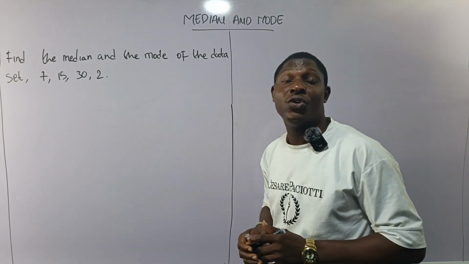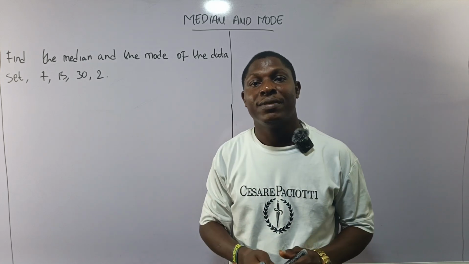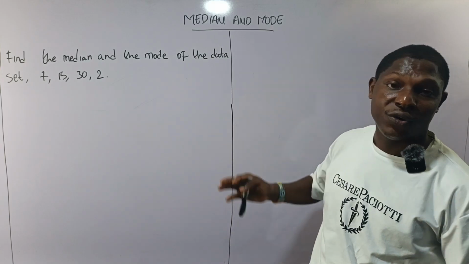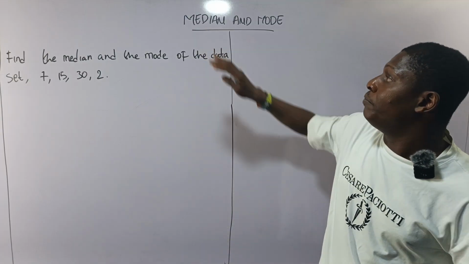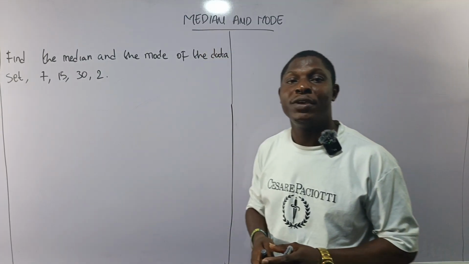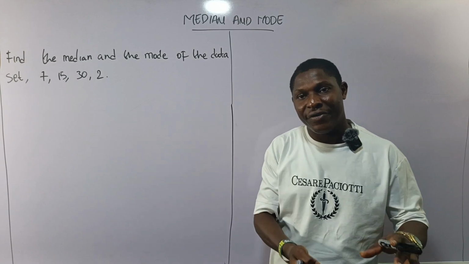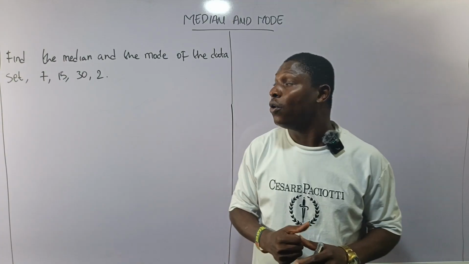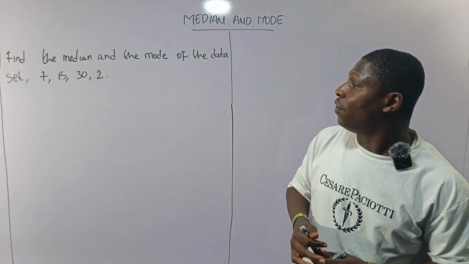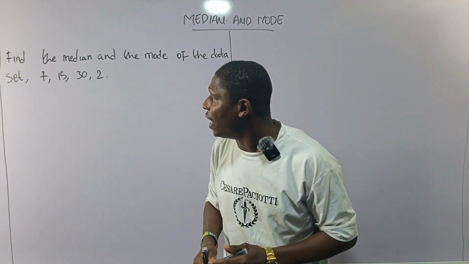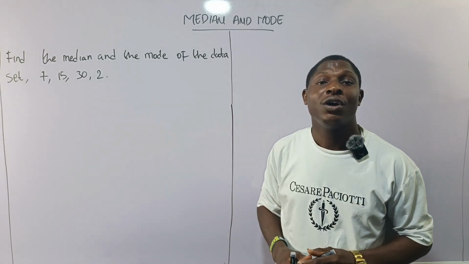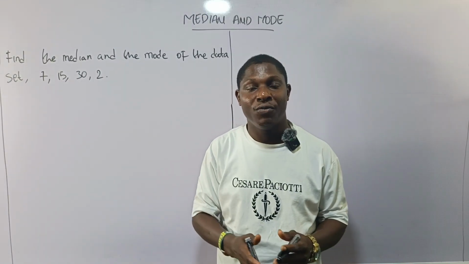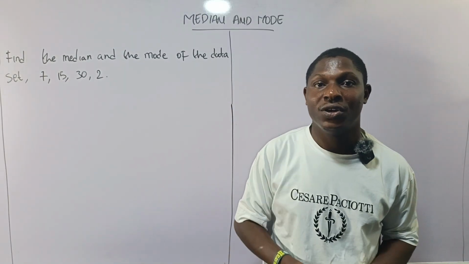Mode is very easy. Mode is simply the number or the item that occurs the most. It can also be defined as the item or number with the highest frequency. While for median, median is simply the middle term when an expression is arranged in an orderly manner, either ascending or descending, for a distribution that has an odd number of terms. While for an even number, it is simply the average of the two middle terms when arranged in ascending or descending order.